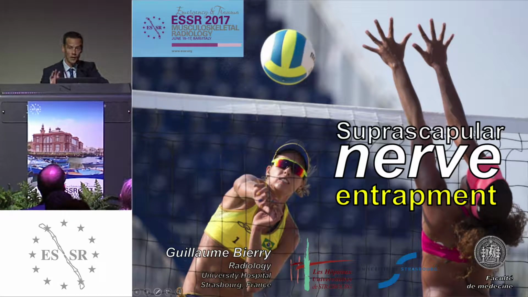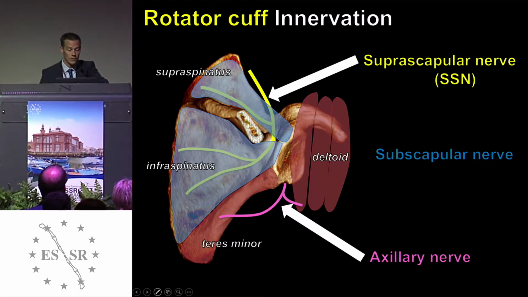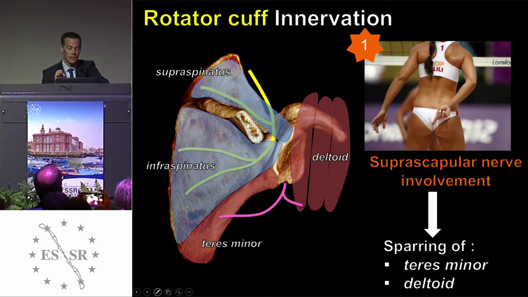So let's first start with a quick review of the innervation of the muscles of the shoulder. The suprascapular nerve, SSN, innervates the supraspinatus and the infraspinatus muscle, while the axillary nerve innervates the deltoid, part of the rotator cuff, and the teres minor. And lastly, the subscapular nerve innervates solely the subscapularis muscle. So, the first message: if you have a suprascapular nerve involvement or entrapment, you have a sparing of teres minor and deltoid. And as we will see later, it's very important for the differential diagnosis.